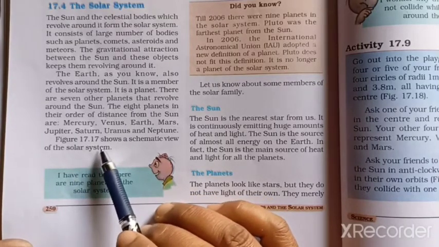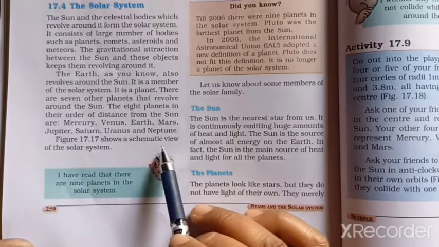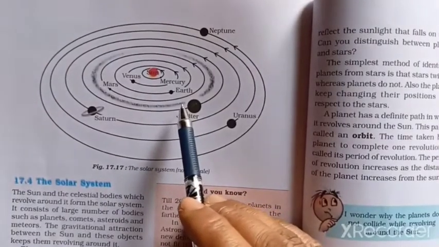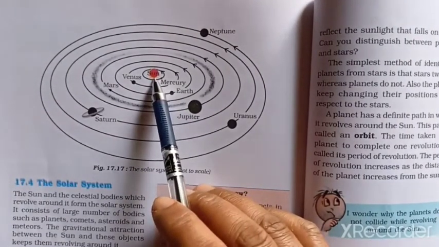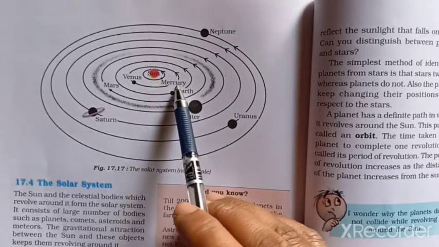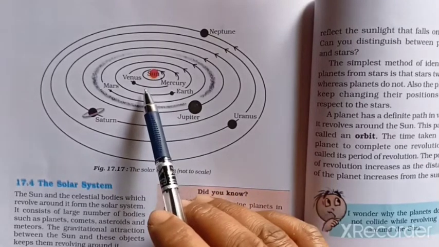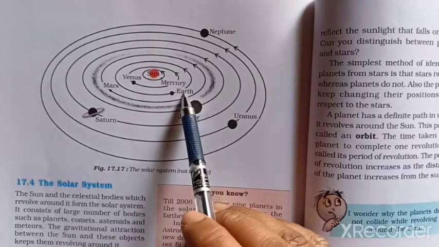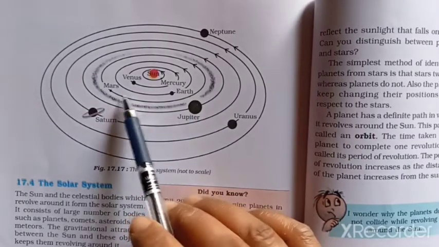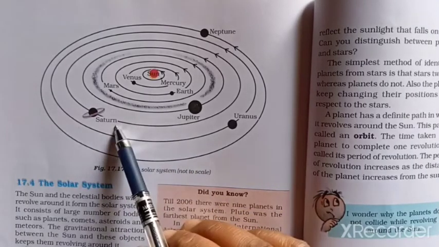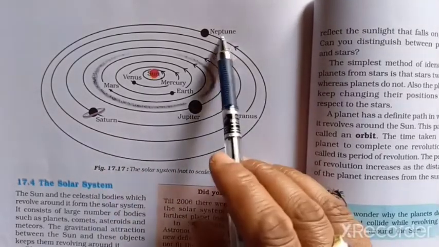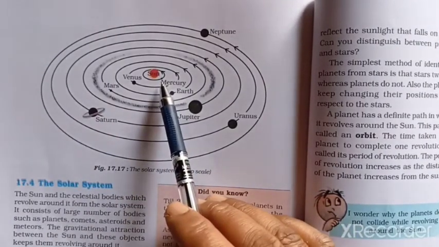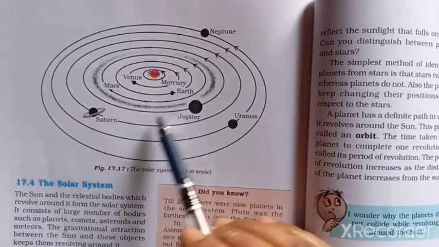Figure 17.17 shows a schematic view of the solar system. As you have seen here, the Sun is at the middle, then Mercury, Venus, Earth, next is Mars and Jupiter, Saturn, Uranus and Neptune. All are shown here. Because of the gravitational force of the sun, all these planets revolve around the sun.